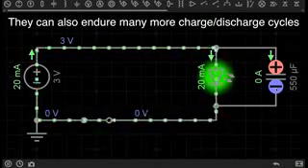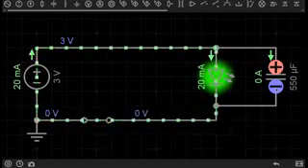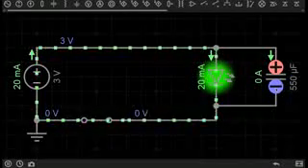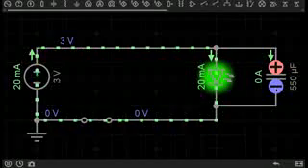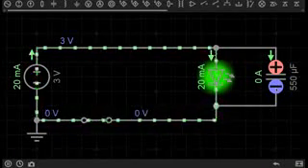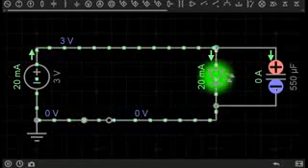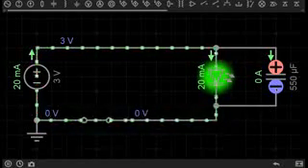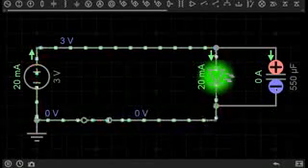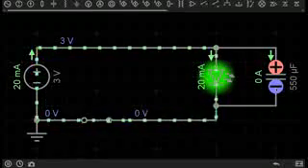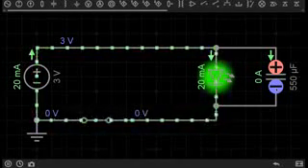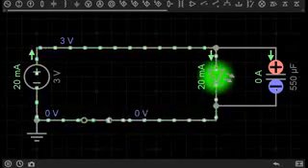Now, capacitors do have a disadvantage over batteries, and that is energy density. A battery can store much more energy in the same space than a capacitor. For a battery and a capacitor with the same physical dimensions, a capacitor would only be able to store a fraction of the energy that a battery could. So capacitors and batteries have their uses in different places.